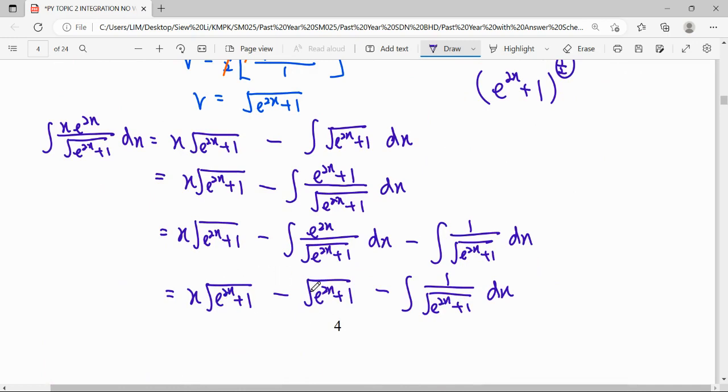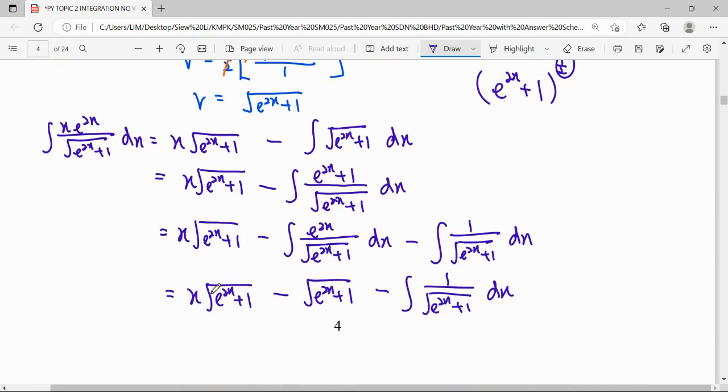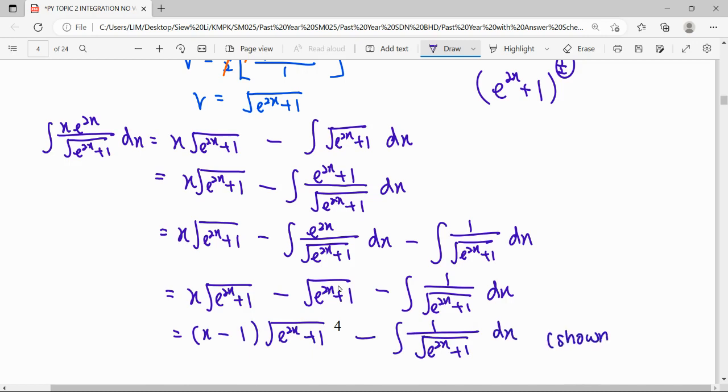So now we only have to factorize here so that we can get the pattern in this question. We are going to factorize out square root of e to x plus 1, so that you are having x minus 1 when you factorize. Therefore, finally, we get to show.